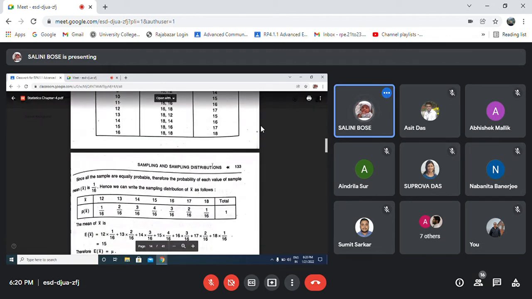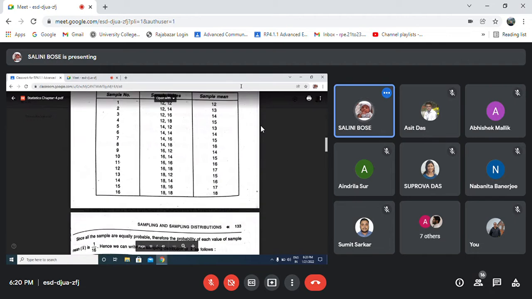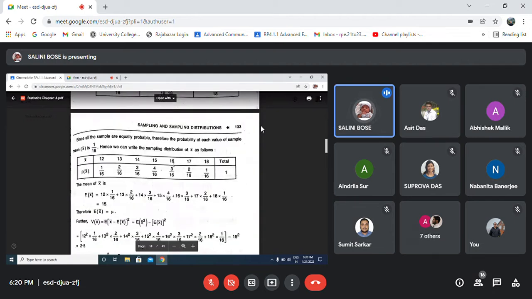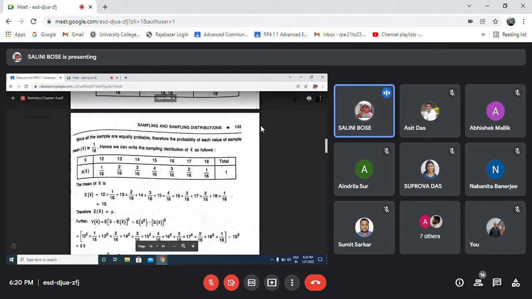Like this, we can see here 4 times 15: 1, 2, 3 and 4. So 4 times 15 means 4 by 16. Then 16 has occurred 3 times, 1, 2 and 3. Next 17 is 2 times, so 2 by 16, and 18 will be 1 time, that is 1 by 16. So you can see the total probability will always be 1. Just see 1 plus 2 plus 3 plus 4 plus 3 plus 2 plus 1, so 16 by 16, the total probability is 1.